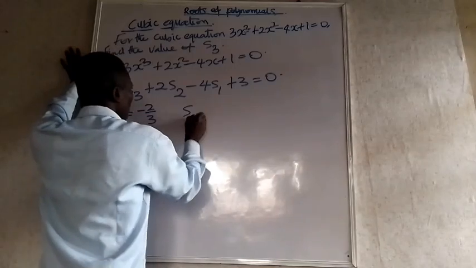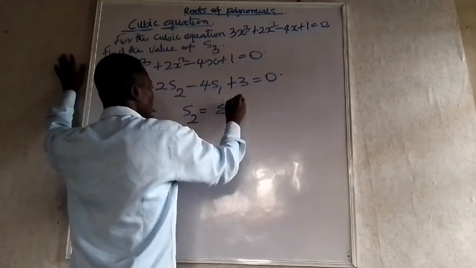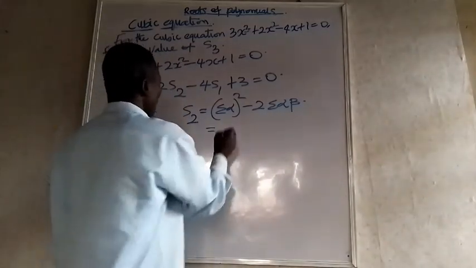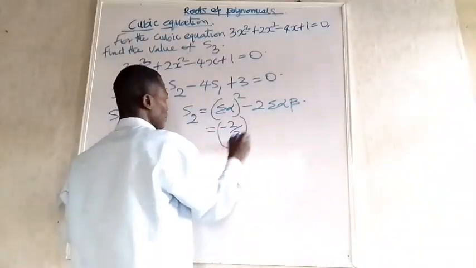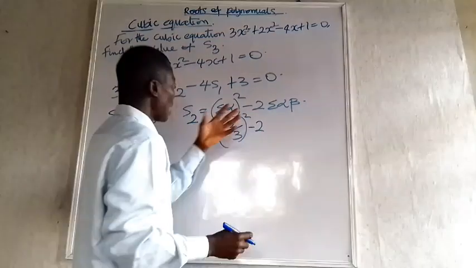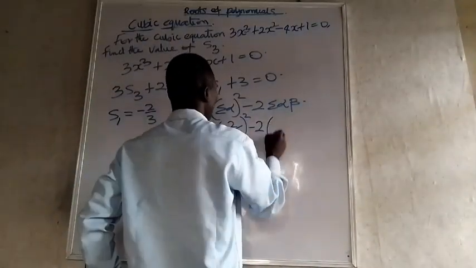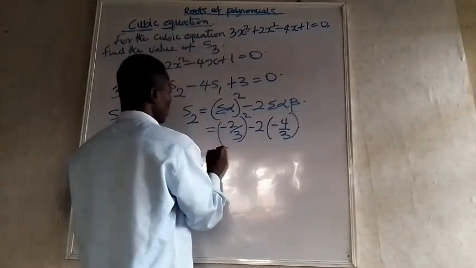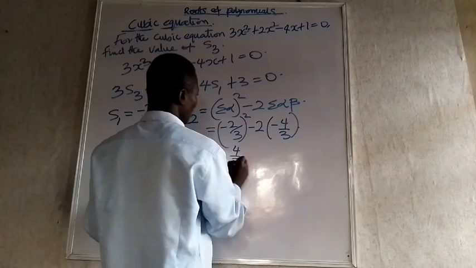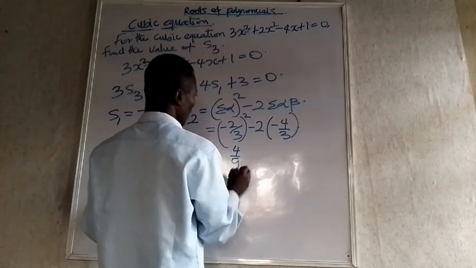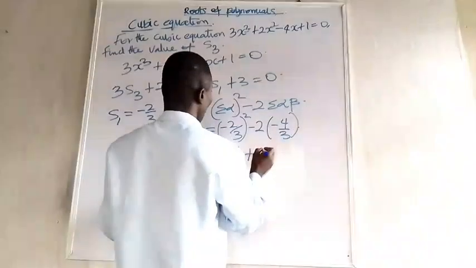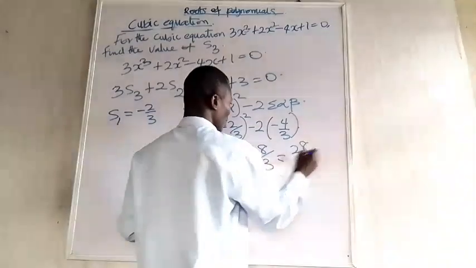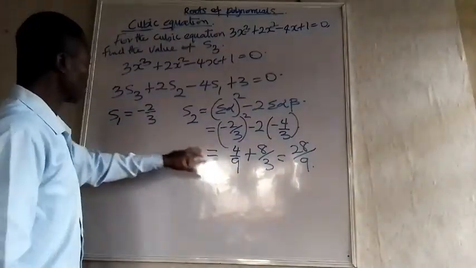S2, we know that will be summation alpha squared minus 2 summation alpha beta. And that is minus 2 over 3 squared minus 2 times summation alpha beta. What is summation alpha beta? That is minus 4 over 3. So this is going to give me 4 over 9 plus 8 over 3. So this is 24 plus 4. That's 28 over 9.